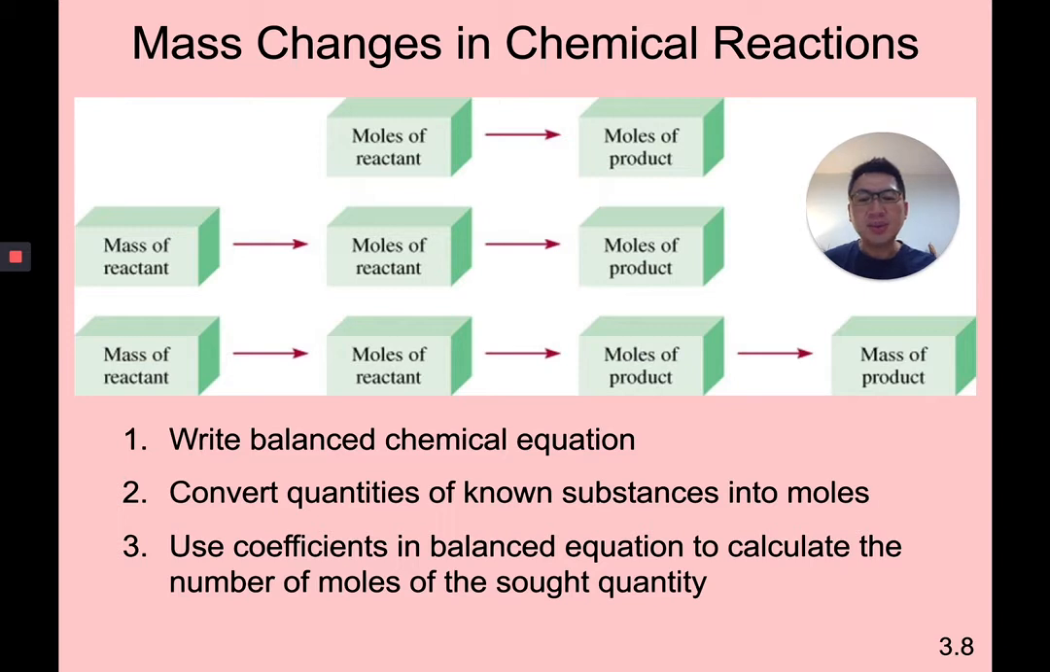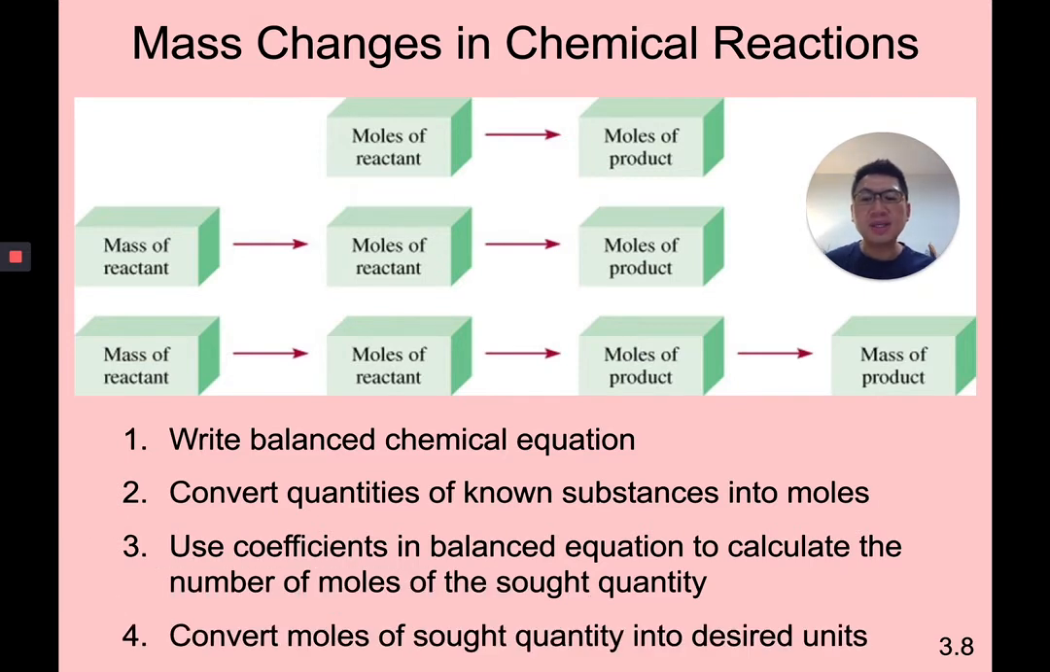Okay. One more step in doing stoichiometry problems: convert the moles of whatever it is that you're trying to find, the sought quantity, into whatever units you're asking for. So if the question is asking how many grams, or the mass, convert it back into whatever it is that you're looking for. Okay, so let's look at a sample question.